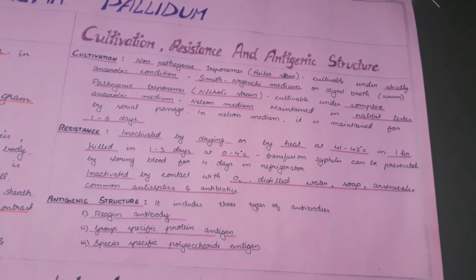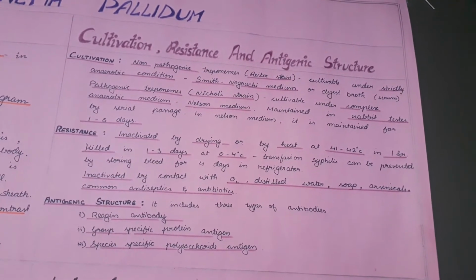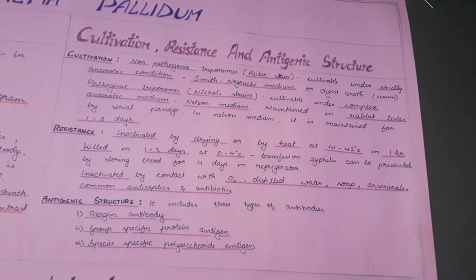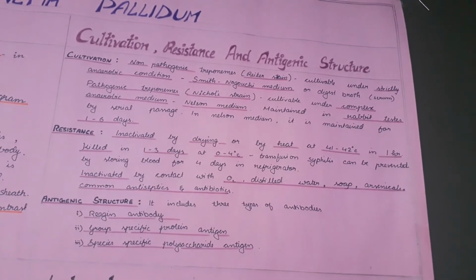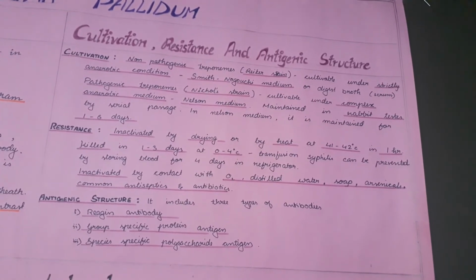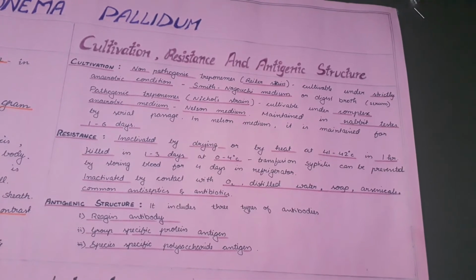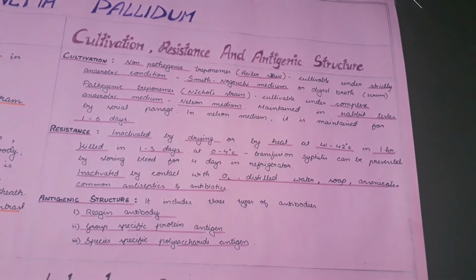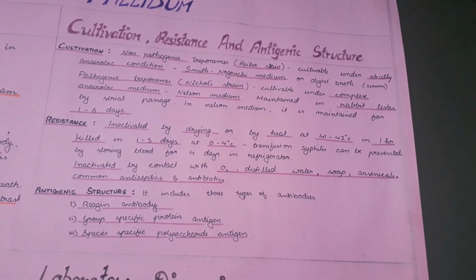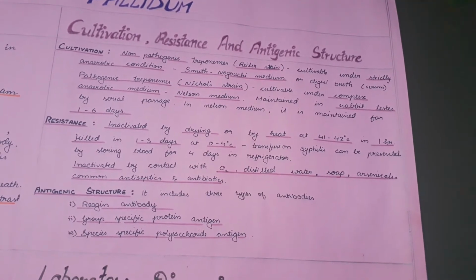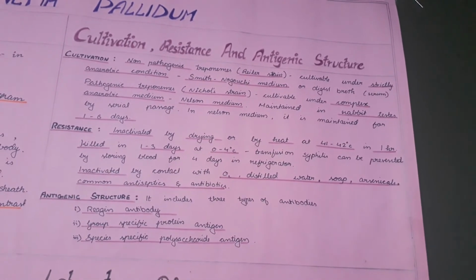Resistance. It is inactivated by drying or by heating at 41 to 42 degrees Celsius for 1 hour. The organism is killed in 1 to 3 days at 0 to 4 degrees Celsius. Transfusion syphilis can be prevented by storing the blood for 4 days in a refrigerator. The organism can also be inactivated by contact with oxygen, distilled water, soap, arsenicals, common antiseptics and antibiotics.